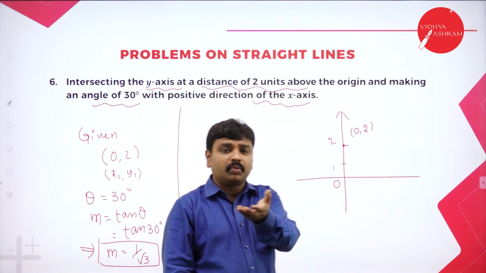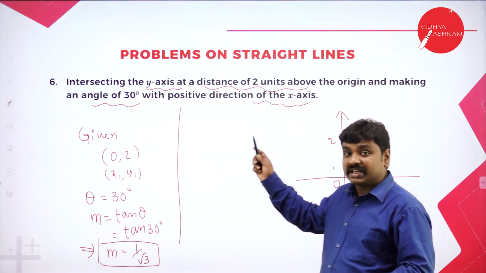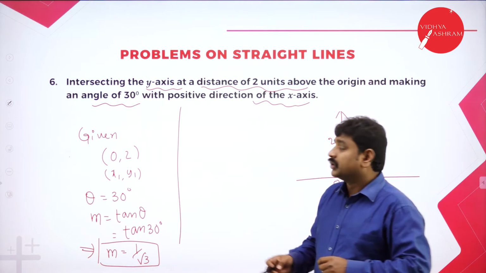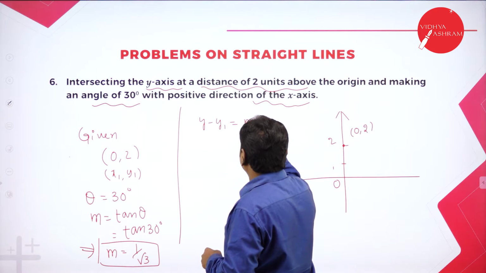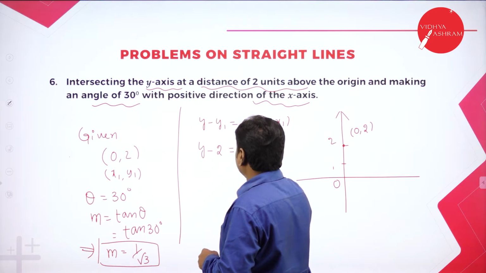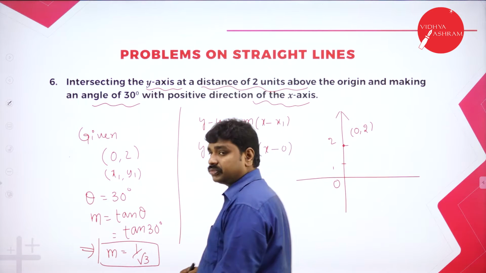Point slope form, because we know a point on the line and we know the slope of the line. They have not given the slope directly, but they told the line is making an angle of 30 degrees with the positive direction of the x-axis, which means they give theta. So now what is the required line equation? y minus y1 is equal to m into x minus x1. That is y minus 2 is equal to m, m is what? 1 by root 3 into x minus 0.